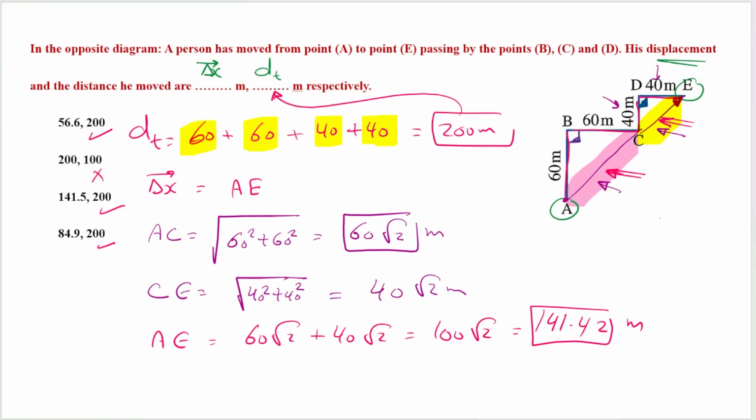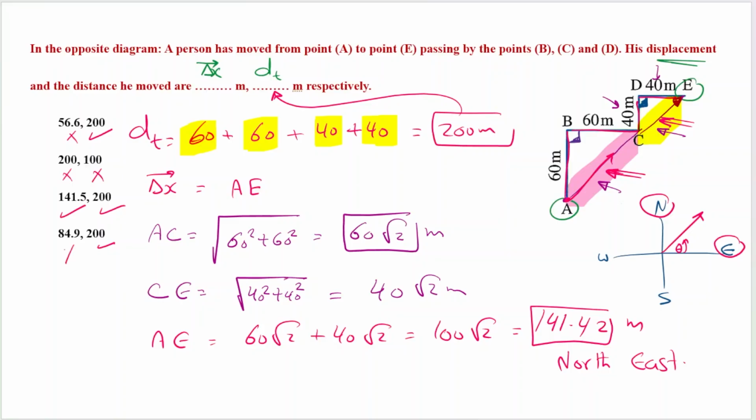How can you specify the direction? This is the north, this is the south, this is east, this is west. As you can see, this displacement is from A going up. So it's between north and east. So north, east. Or sometimes you can say north of east or east of north. Or you can just specify this angle by using trigonometry. But we don't need this. So this is wrong, this is wrong, this is right, this is wrong. So the correct answer is number C.